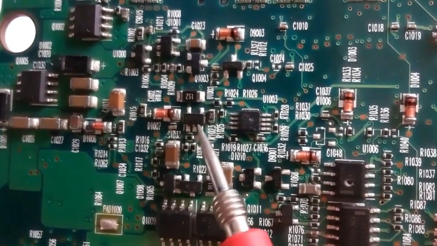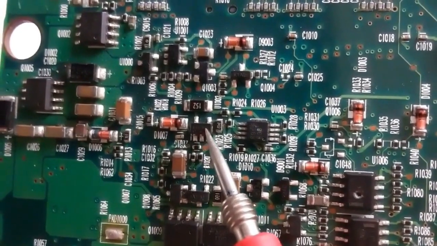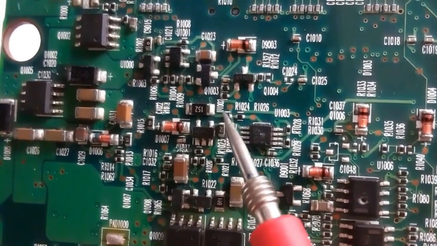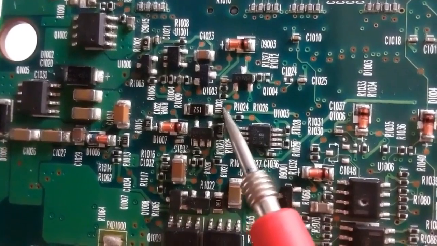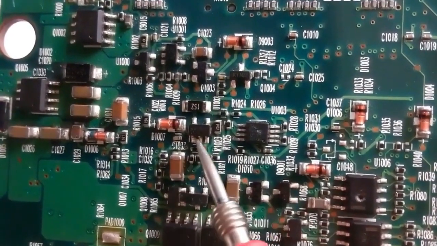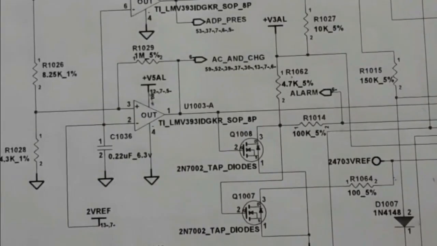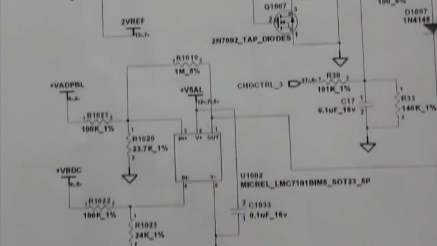Here we have another IC with 5 pins. This is a voltage converter. It will convert a high voltage to a low voltage. We're going to check it in the schematic.